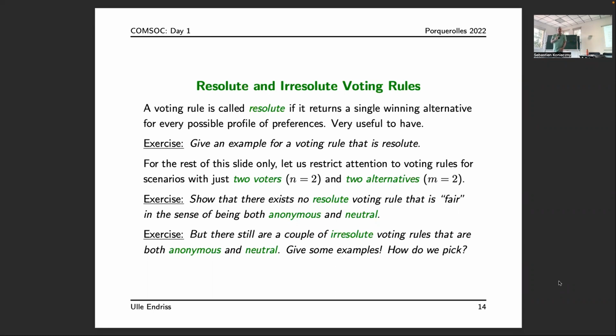So think about this for a moment. What would you do? Let's call the alternatives A and B, for example, and the voters 1 and 2. How can you figure out that it's impossible to design a good voting rule in this setting, in the sense that we want it to be resolute, anonymous, and neutral?